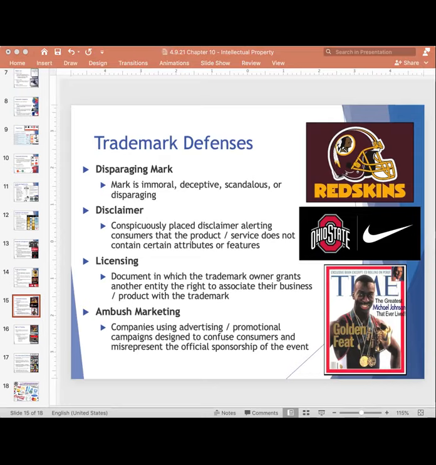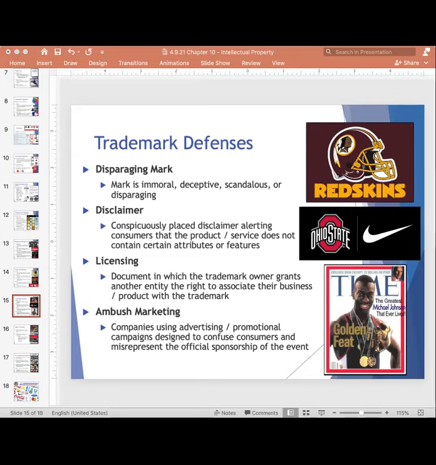Another defense is a disclaimer. This one is, I think, a bit weaker of a defense, but if a trademark infringer, so the defendant, is able to argue that they placed a disclaimer alerting consumers that the product or service is not from a specific source, does not contain certain attributes or features, it protects them from liability for infringement. But courts have generally found that disclaimers that are not prominently featured on products are just of limited value. So it's a pretty weak defense.